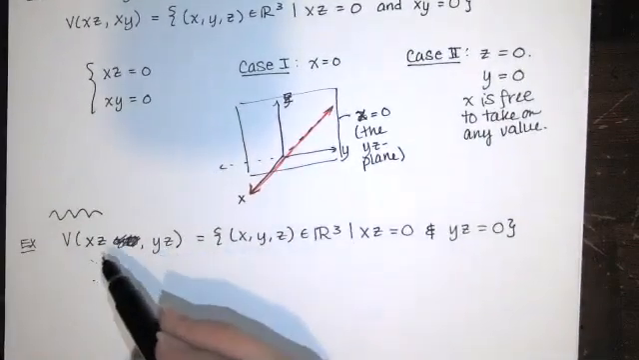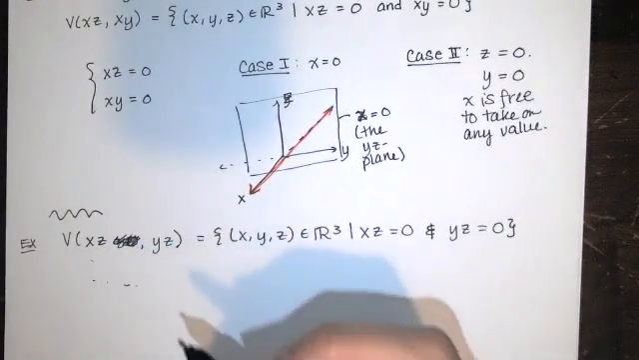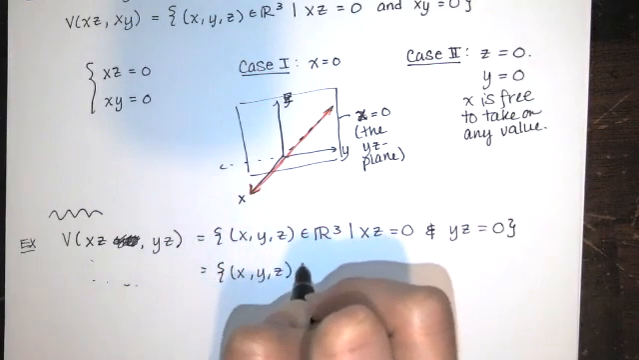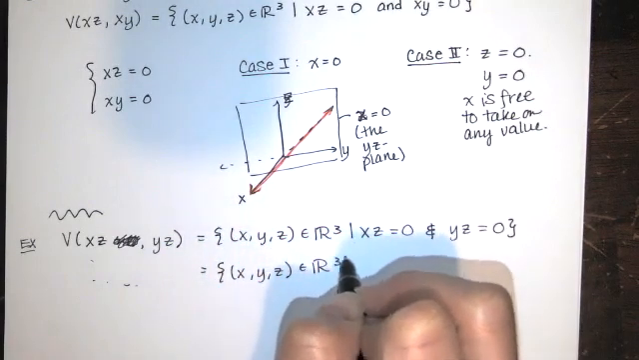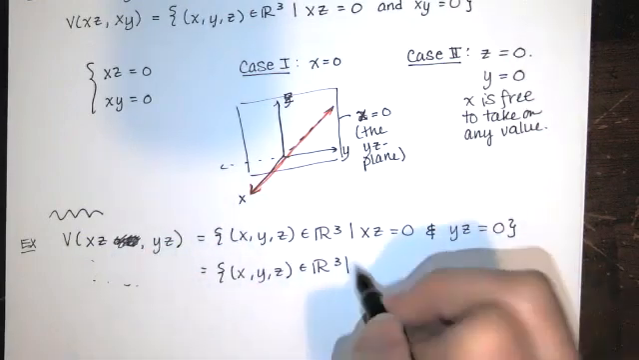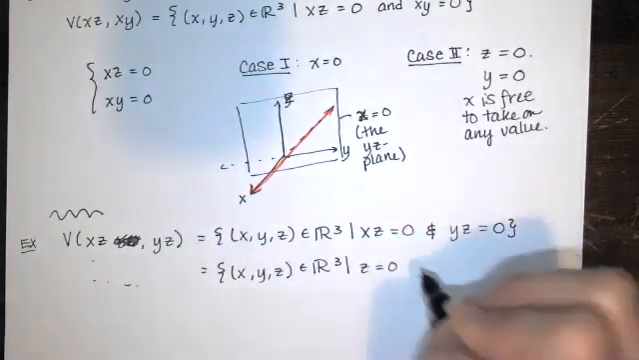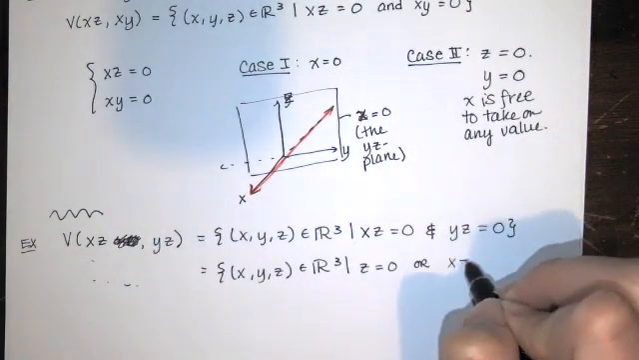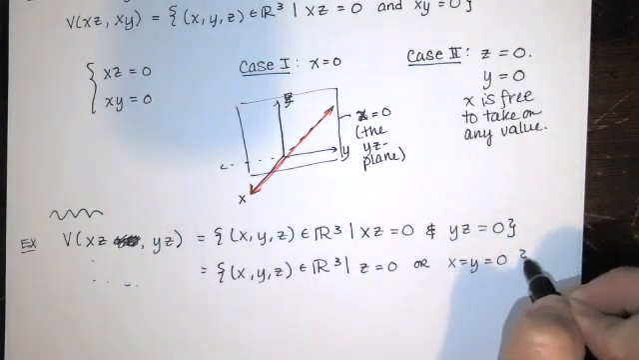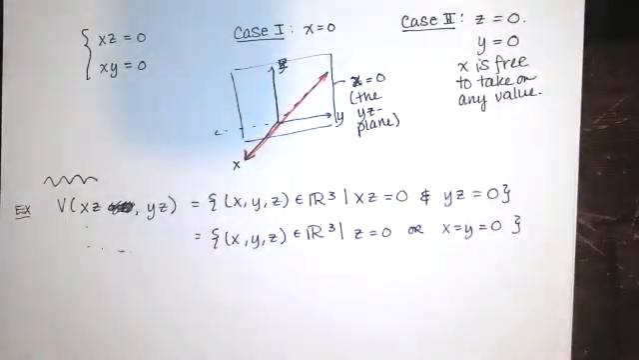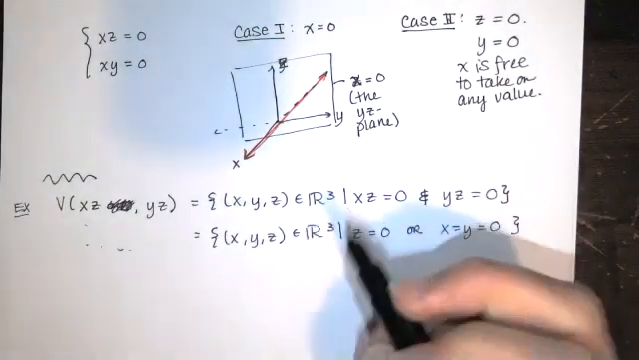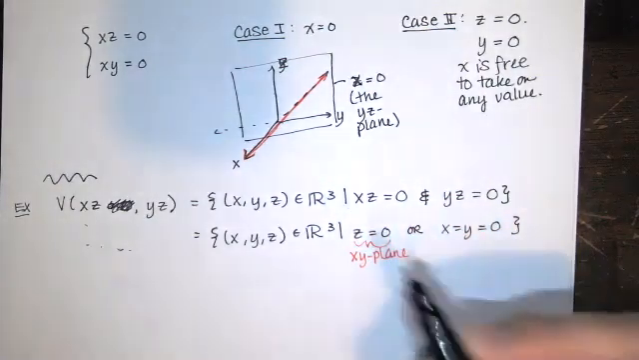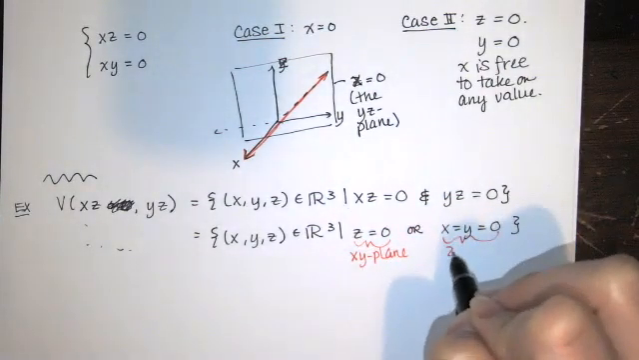On this one, when we have xz equals 0 and yz equals 0, well, there are 2 ways that those products can be 0. Either z is equal to 0, or x and y are both 0 and z is free to be anything. Now, z equals 0 is the xy plane, excuse me. And this is the z-axis.